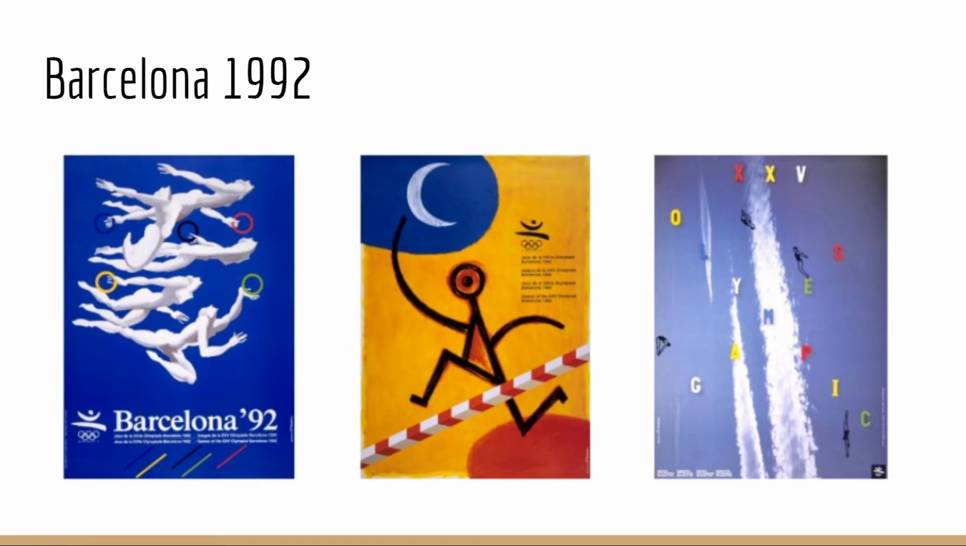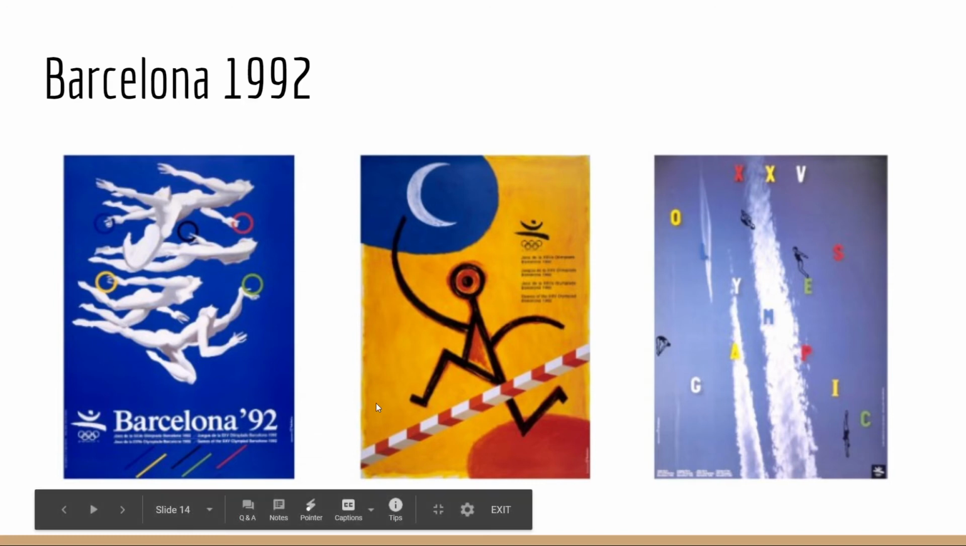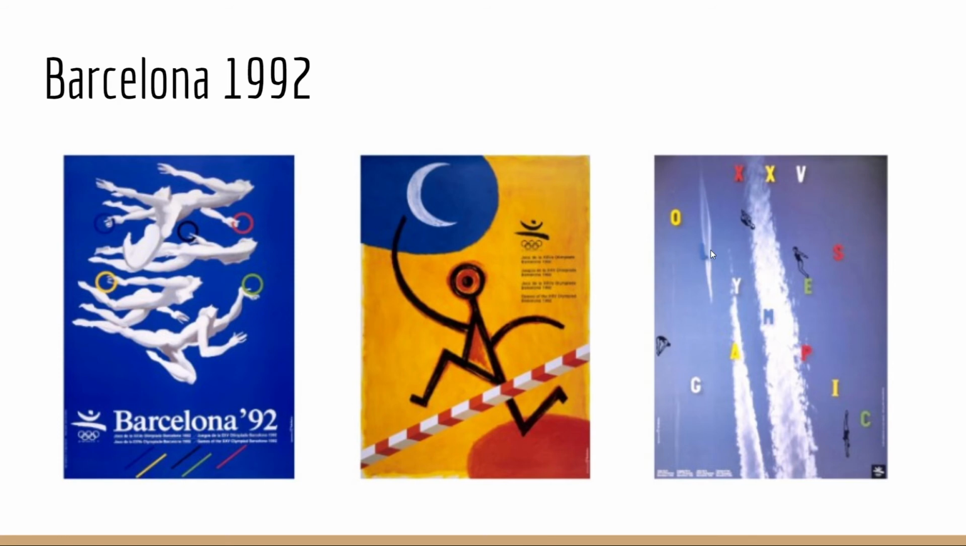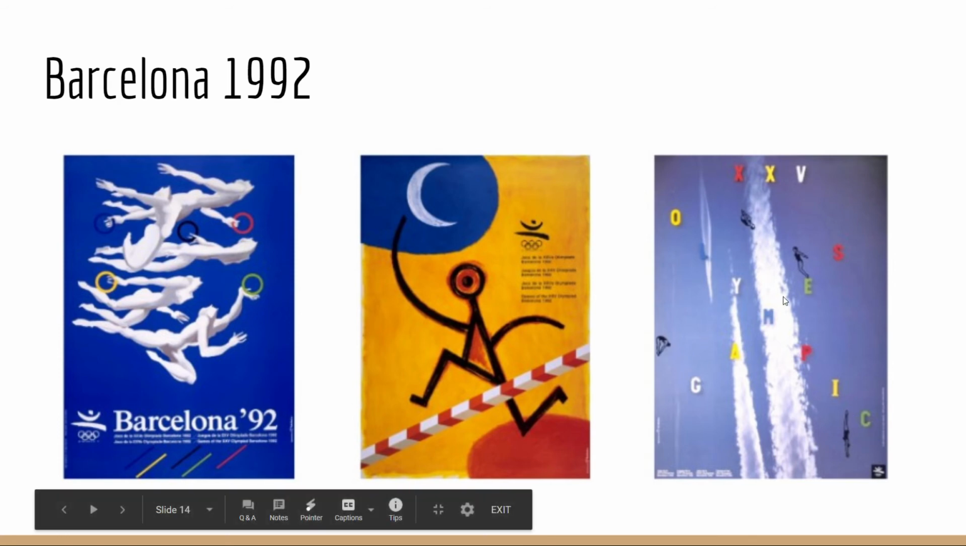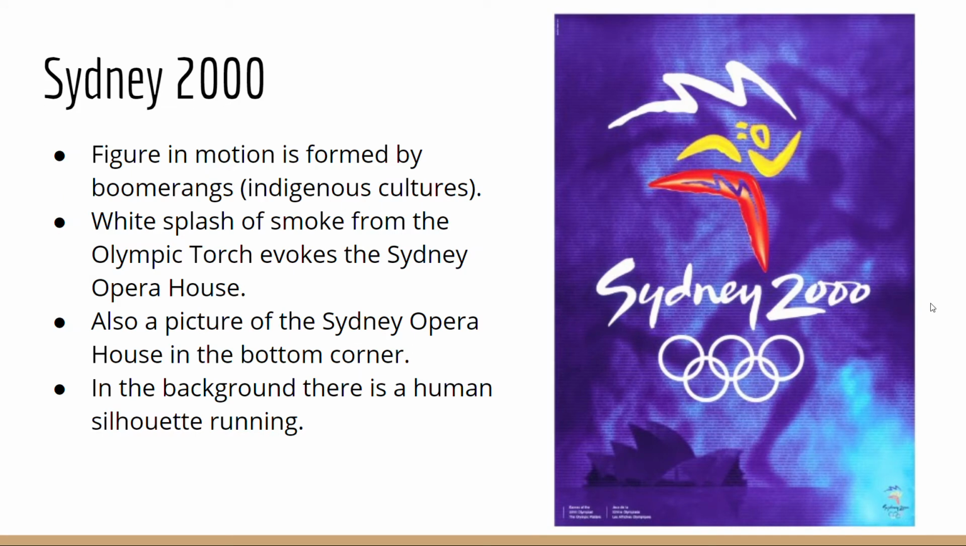These are some more posters from Barcelona. Okay, it's always the Olympic rings. Yeah, always the name. Maybe some sports happening. There's a diver here diving down into the pool. And the Olympic Games. It's beautiful posters.